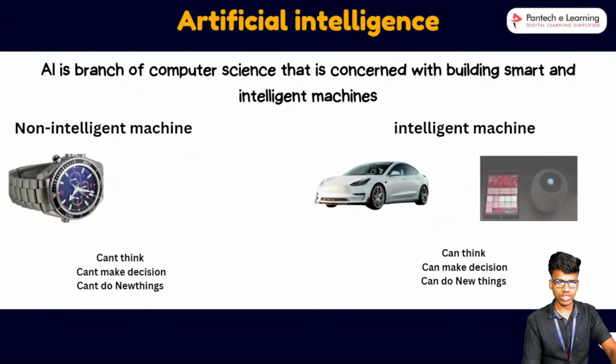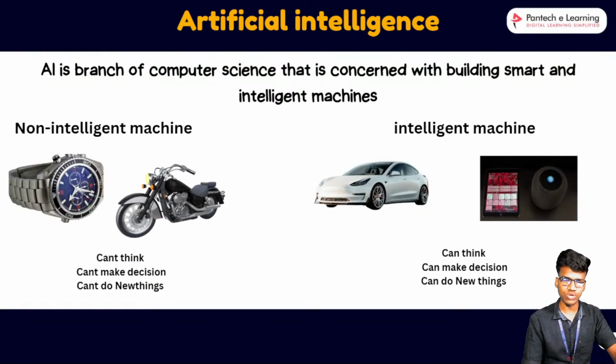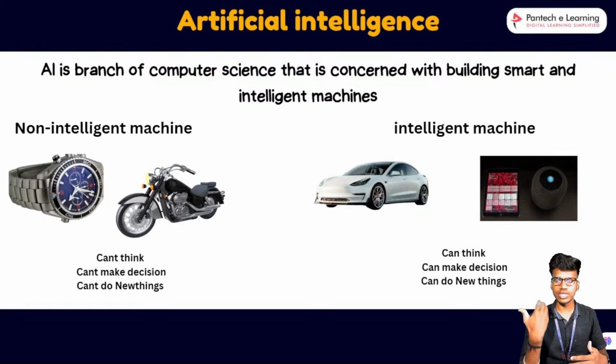What is the difference between the machines? There are two kinds of machines, non-intelligent and intelligent. Non-intelligent means they can't think individually, but intelligent means they think individually. They can do, they can't do. That is the difference between intelligent and non-intelligent.